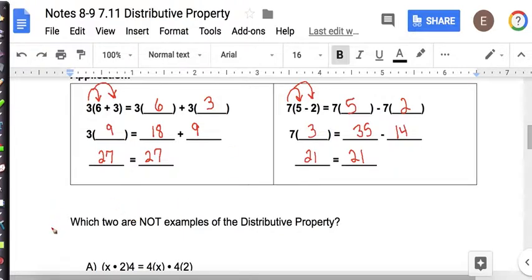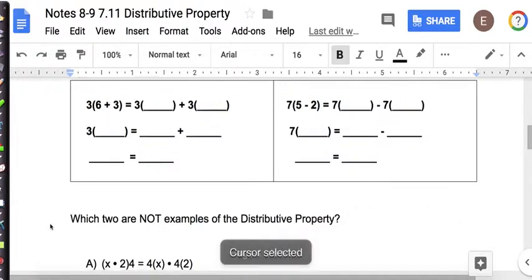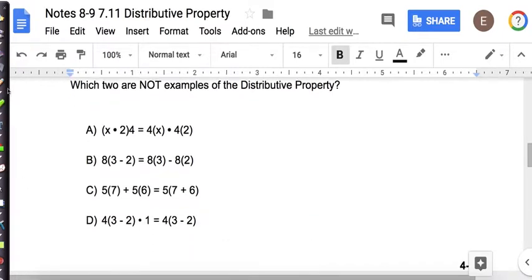Okay? So let's move on to which two are not examples of the distributive property. So using what we know, which two are not? So let's look at the first one. Did we do distributive property with a multiplication sign inside? No, we did not. So this is not an example. Remember, because we're looking for not example. Let's look at B. 8 times 3 minus 8 times 2.